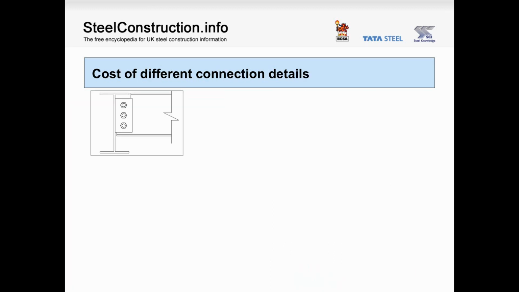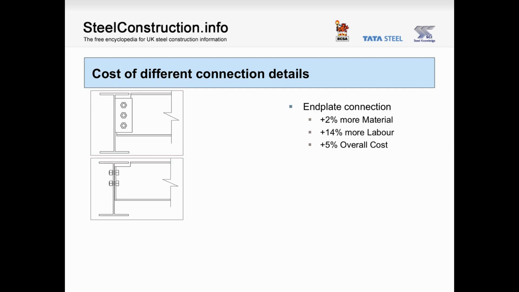So just to summarise this section, taking the standard simple fin plate connection as our base point, you can see the impact of an end plate connection. However, we're not really comparing like for like, as a fin plate connection will be for simply supported beams and an end plate for moment connections.